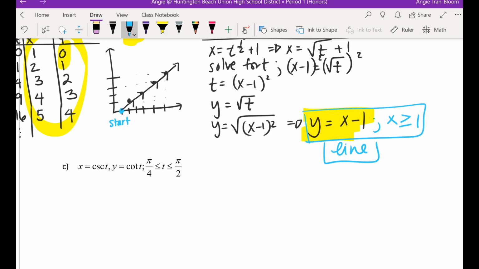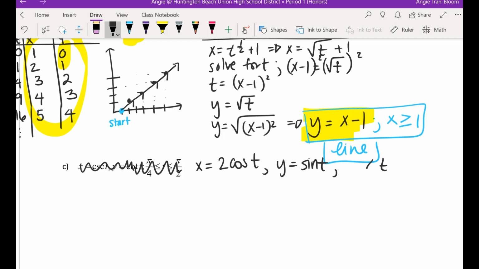Okay, so example C. Do me a favor and change this out. X equals 2 times cosine of t, and y equals sine of t. Let's restrict the time in between 0 and pi over 2, which is the first quadrant.